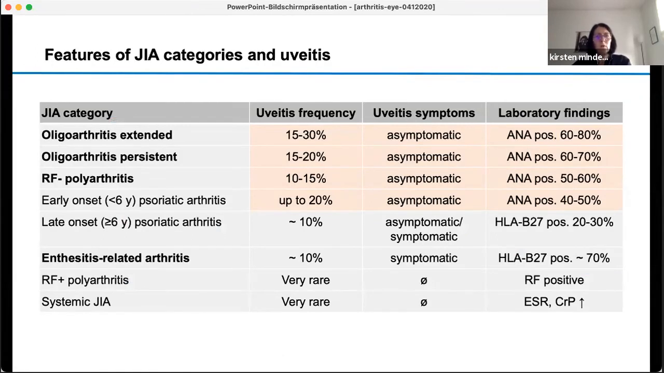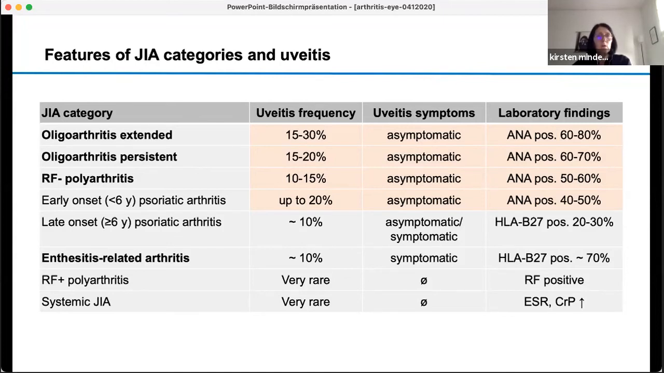So you have now heard about the characteristics of the 3 most common JRA categories, and here is a summary of the characteristics in terms of uveitis frequencies, symptoms, and laboratory characteristics for all JRA categories. Uveitis occurs most frequently in oligoarthritis, followed by those with rheumatoid factor negative polyarthritis and early onset psoriatic arthritis. And in these patients, the uveitis is typically asymptomatic, bilateral, and takes a chronic course. Enthesitis-related arthritis and psoriatic arthritis, these patients show uveitis symptoms that we know from adults with spondyloarthritis. These patients have a red and painful eye.